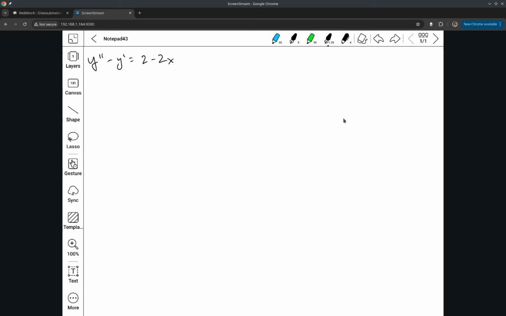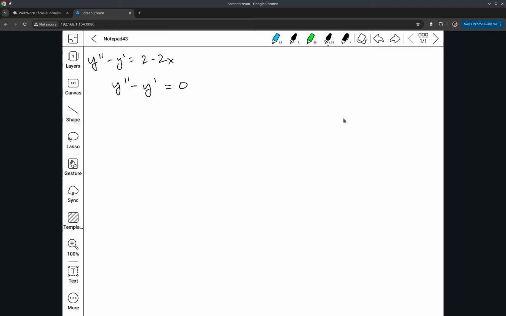And whenever we start one of these non-homogeneous problems with a function on the right side, our first step is actually to solve the homogeneous part where we have y double prime minus y prime equal to 0. We're going to need our general solution for that equation. And so this is a constant coefficient equation.